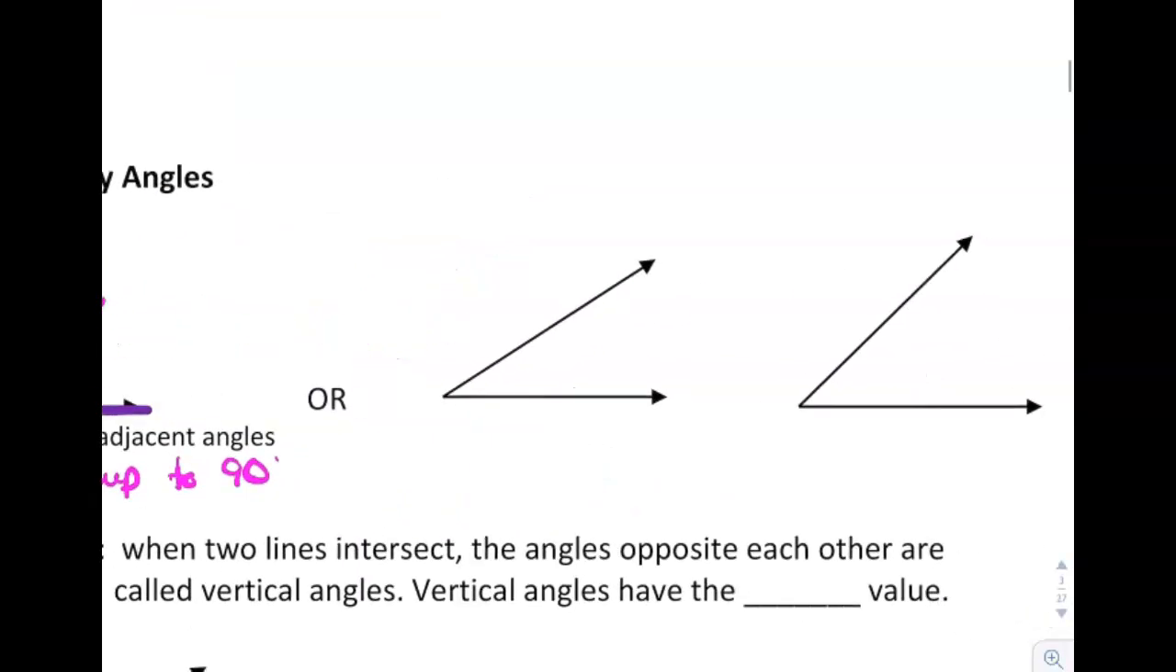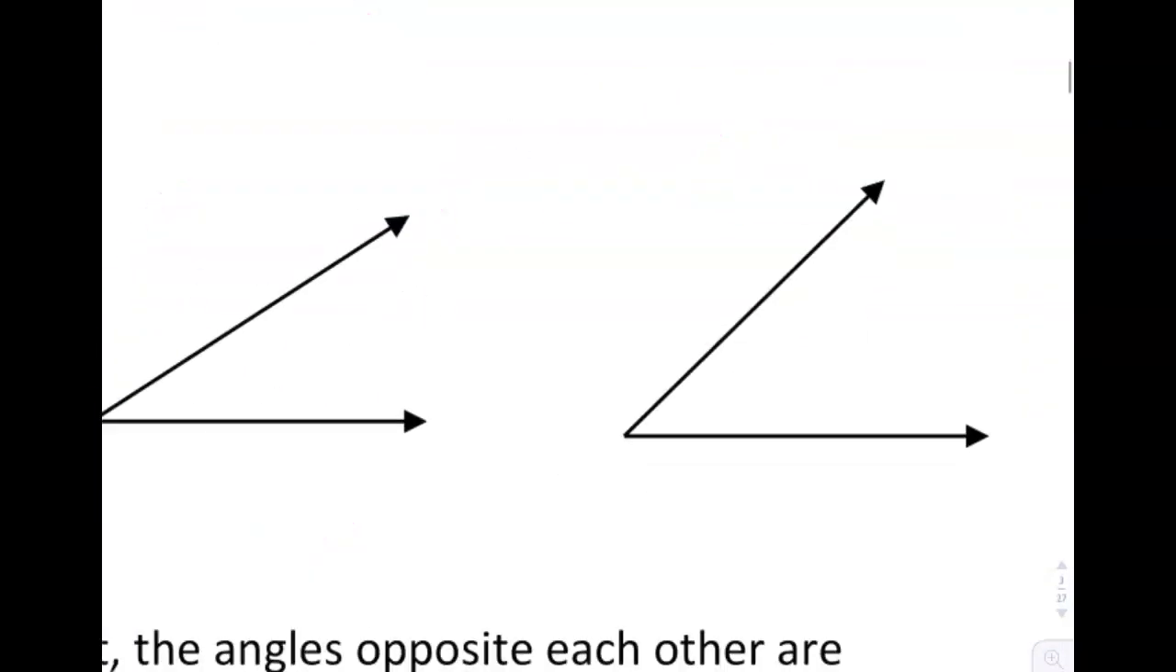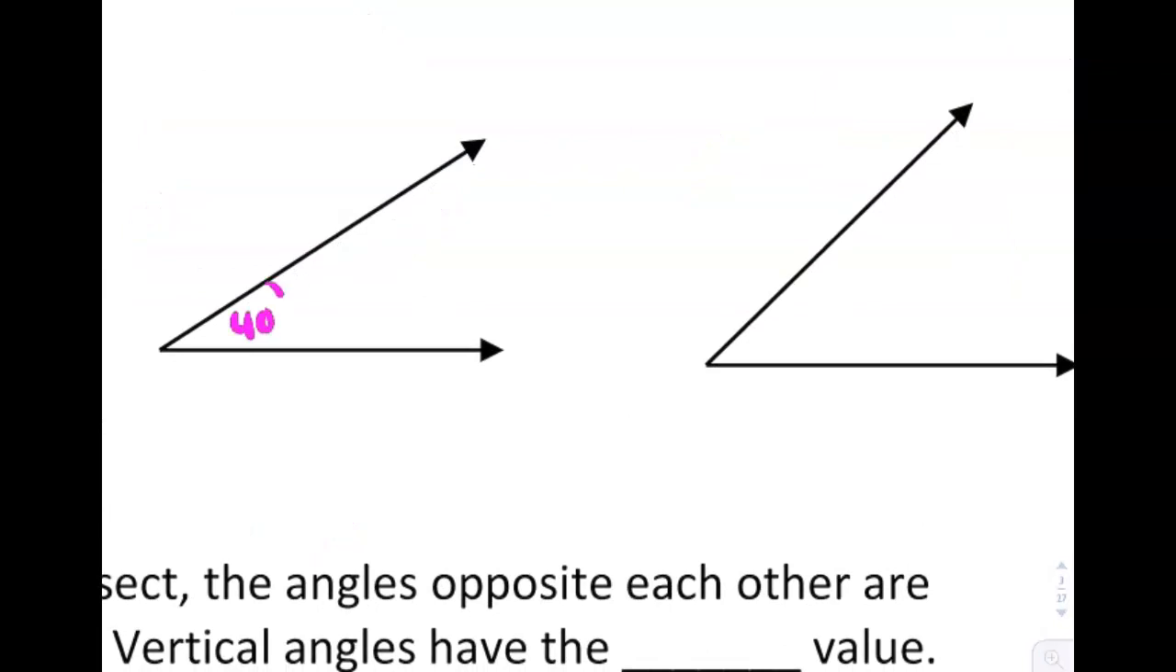And again, they don't have to touch either, just like supplementary. This could have been 40 and this could have been 50, and they could be from different areas, but they're still considered complementary angles.